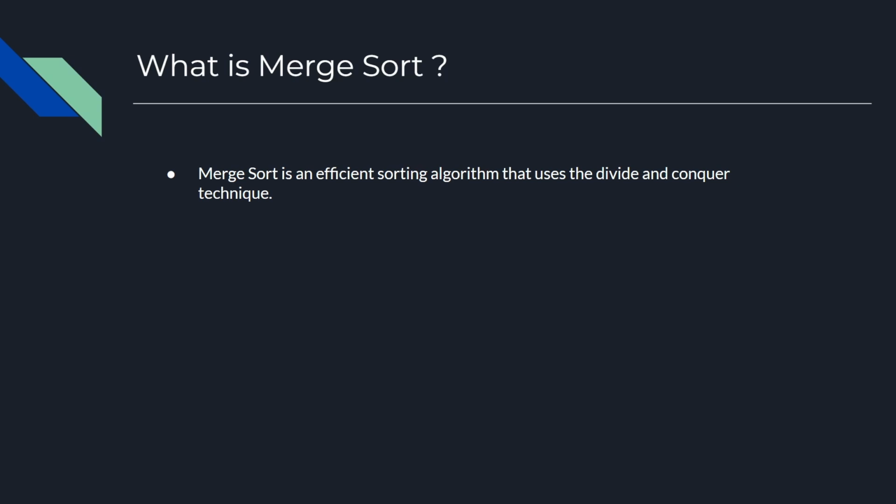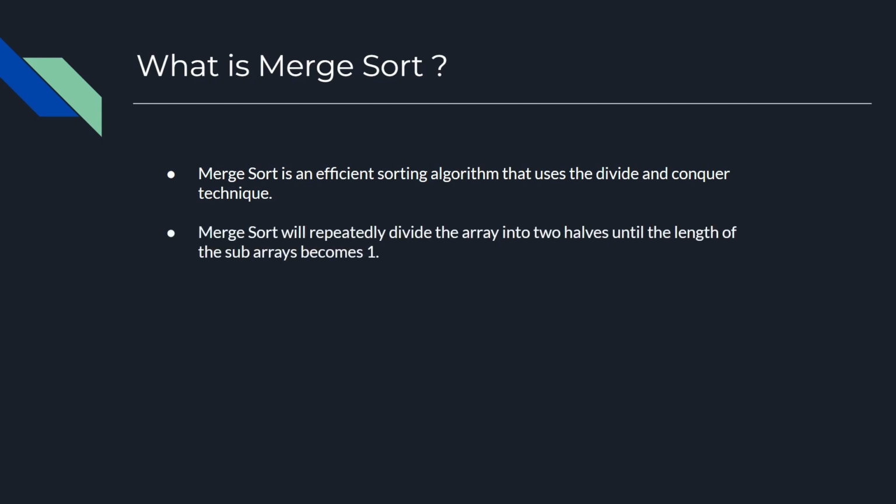Here's how it works. First, MergeSort will repeatedly split the array into two halves. This dividing process continues until we are left with subarrays that each contain just one element. Next, it begins merging these small pieces back together. Each merge step combines two halves into a larger sorted section.